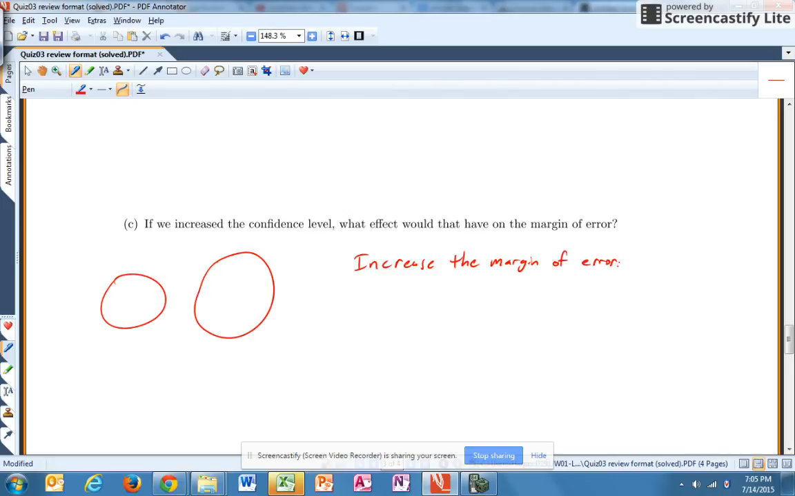Okay, and that's counterintuitive. Increasing the confidence level doesn't make the margin of error smaller. Those two are separate things, and they both deal with uncertainty. So if I increase the confidence level, I have the same amount of uncertainty in my sample, so I make up for that by having more margin of error. On the other hand, if I reduce the confidence level, I'll have a smaller band for my estimate.